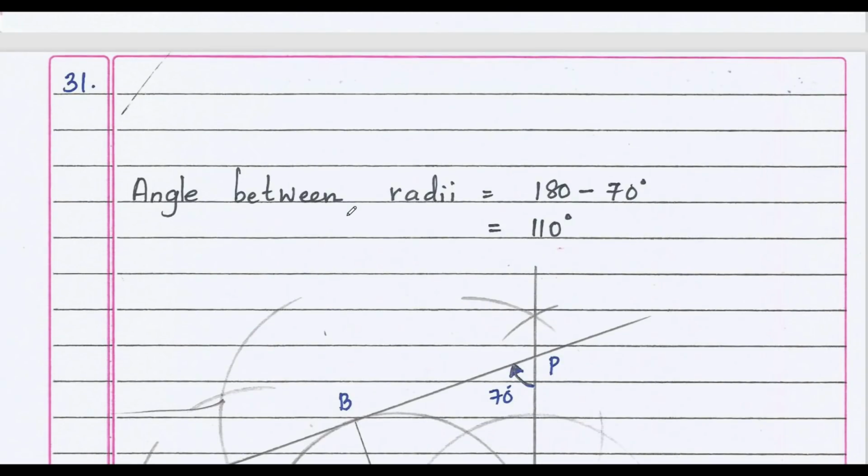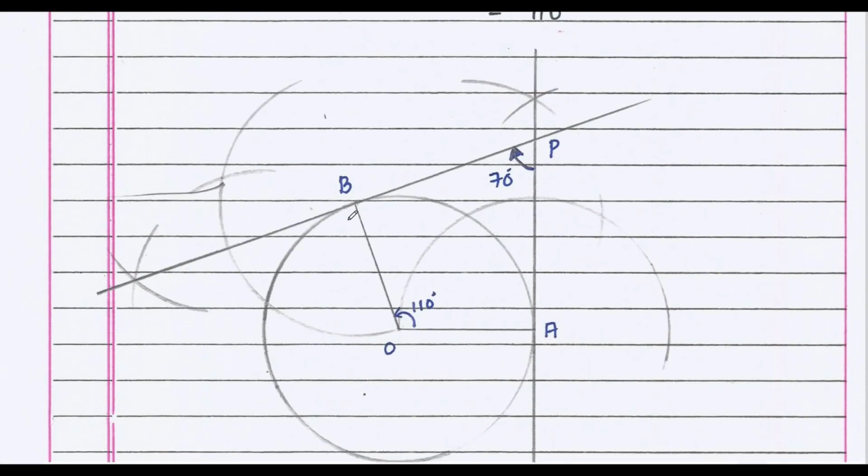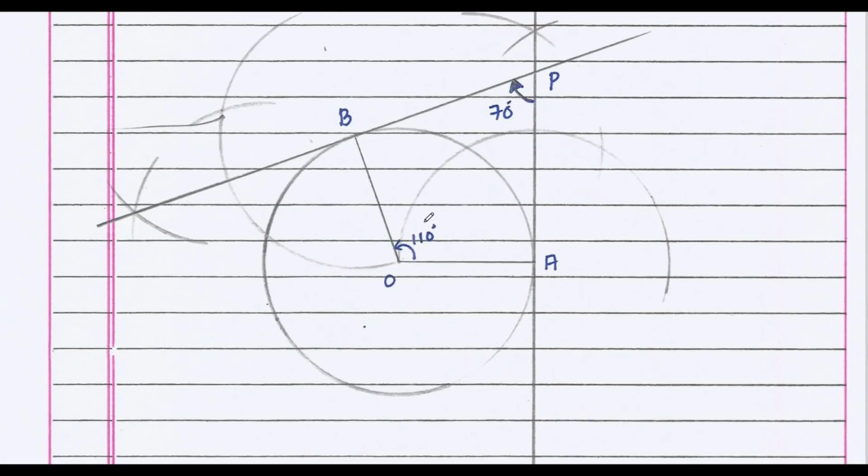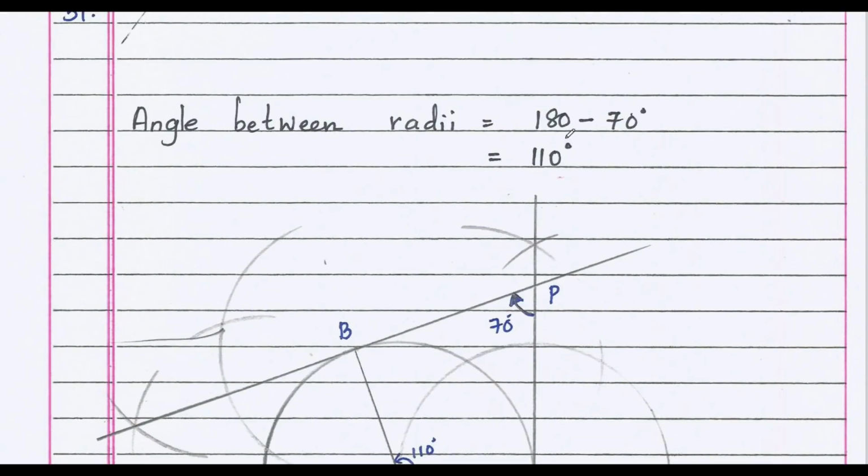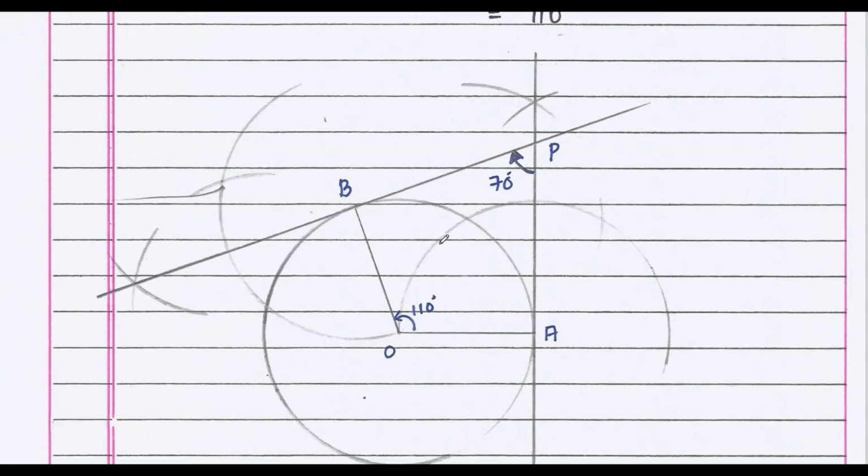Construct a pair of tangents to a circle of radius 3 cm which are inclined at an angle of 70 degrees. The first step is to draw a circle of radius 3 cm. Now the angle between the tangents is 70, but the angle between the radii is 180 minus 70, we get 110. So draw an angle which corresponds to what? 110 degrees. Then draw tangents at the end points of these radii, so that the angle between the tangents will be what? 70 degrees.